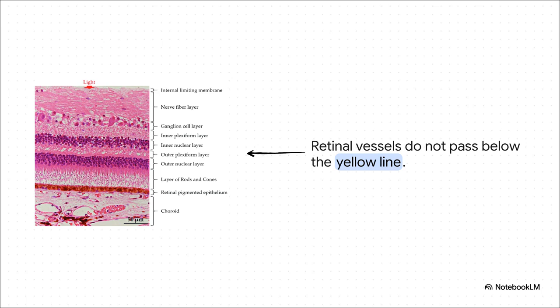Everything above that line is vascularized by branches of the central retinal artery. But look closely below the line at the outer retina, the photoreceptors and the RPE. There are absolutely no retinal blood vessels down there. The outer retina is normally completely avascular. So how on earth do those highly active cells survive? Well, they rely solely on oxygen and nutrients diffusing up from the choroid below.